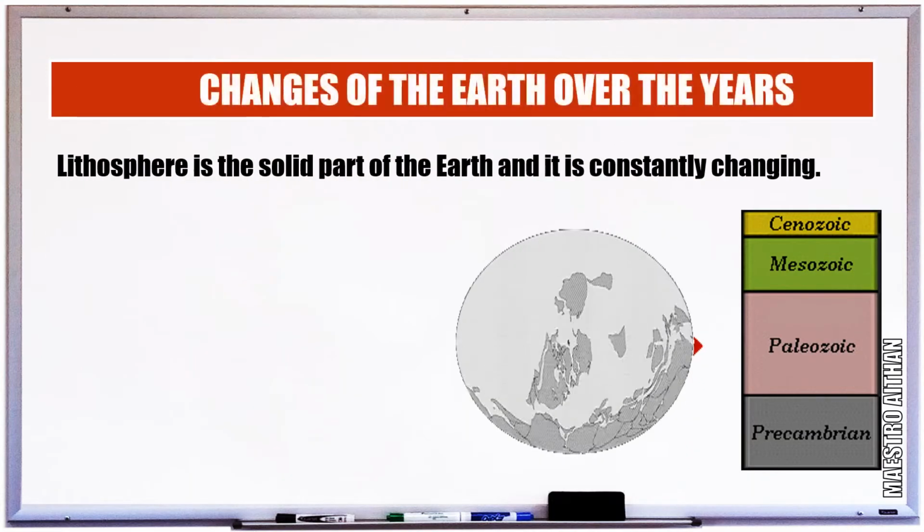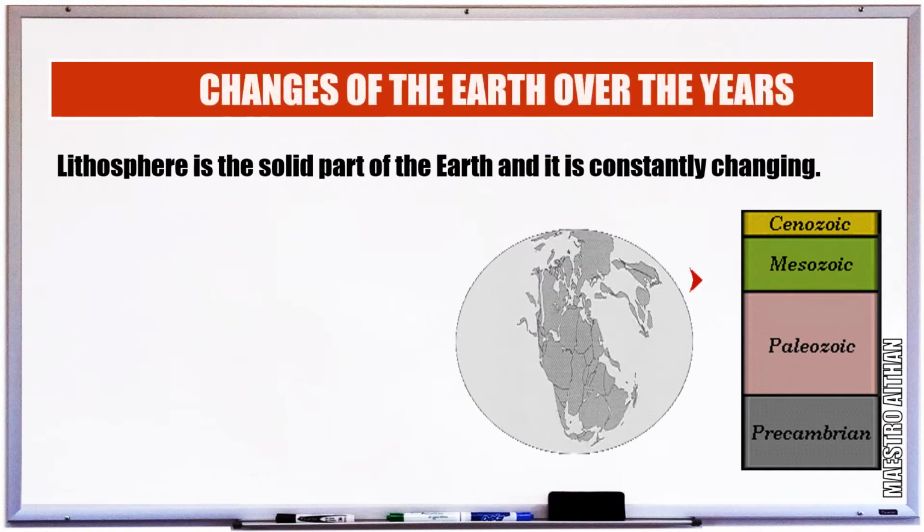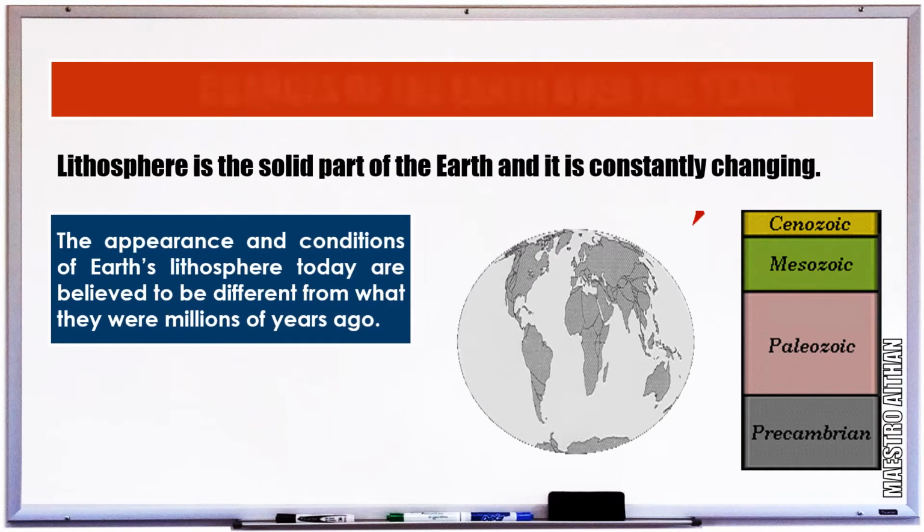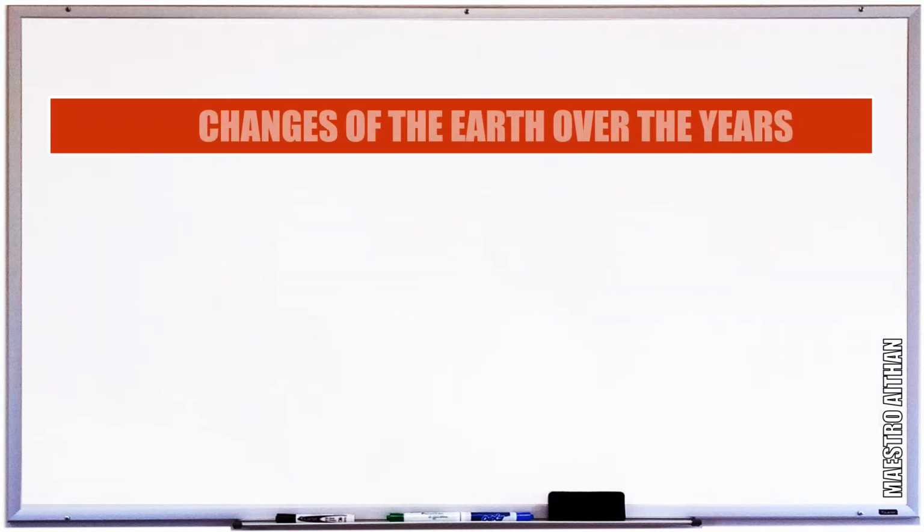Lithosphere is the solid part of the Earth, and it is constantly changing. The appearance and conditions of Earth's lithosphere today are believed to be different from what they were millions of years ago. These changes took place from pre-Cambrian, Paleozoic, Mesozoic, and Cenozoic period. The changes of the Earth are also observed from the captured images of the orbiting satellite near the Earth, and from outer space missions over the years.